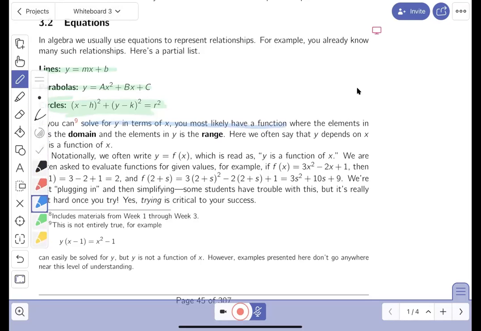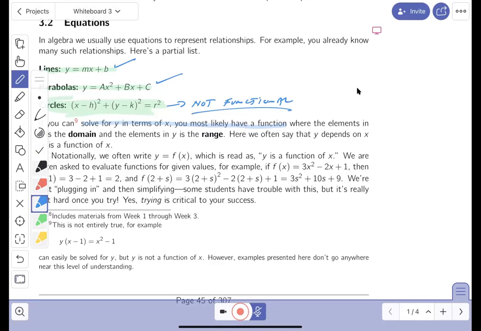So I'm just going to clip this off. This thing is solved for y in terms of x, so y is a function of x. This thing is solved for y in terms of x, it's a function of x. Now this one over here is not a function. The reason is it cannot be solved for y in terms of x. If you try to do that, you would get plus or minus, and that's two different things, and we can't let that happen.